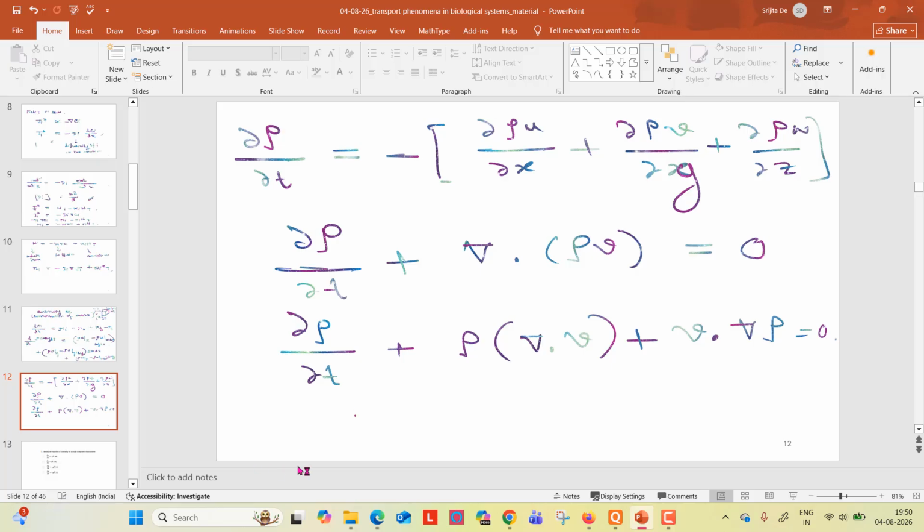Now if you remember this term and this term, if you combine these two, it is the definition of the substantial derivative, right? Can you remember this? In the last class we have learned what is the total derivative, what is the substantial derivative, and what is the expression for the substantial derivative, right? Do you remember? If you don't, go back to the lecture and come back here. So combining these two, we can write it as capital D rho Dt plus rho into divergence of v equals to 0.